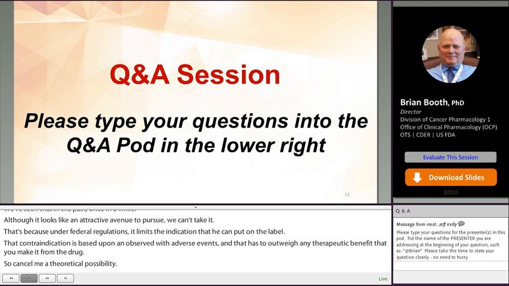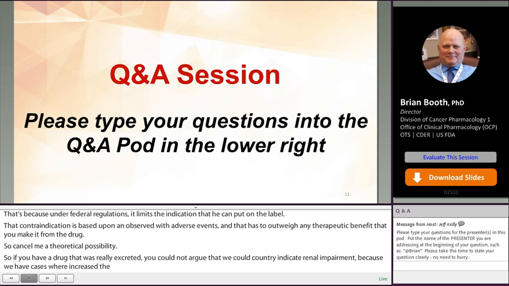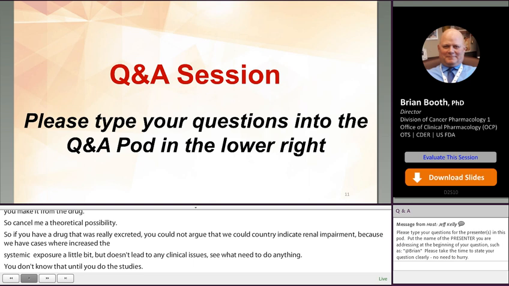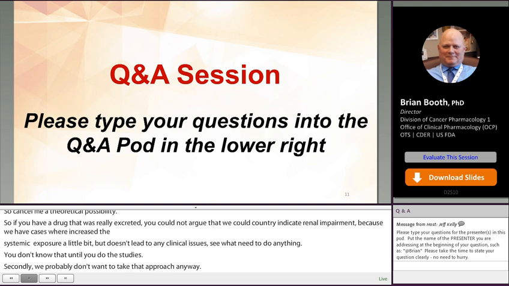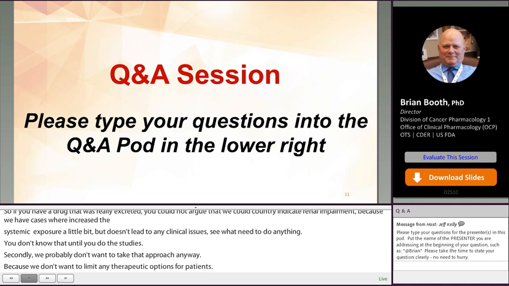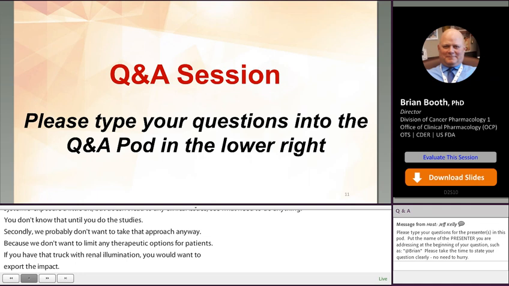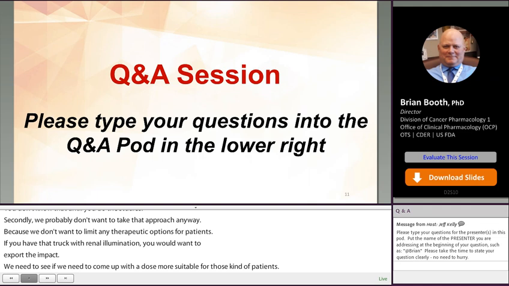Okay. Secondly, we probably really don't want to take that approach anyway, because we don't want to limit any therapeutic options for patients. So if you had that drug with renal elimination, we would want to explore the impact of renal impairment so we could better understand if the exposure does change significantly, whether we need to come up with a dose that's more suitable for those kinds of patients. Yeah, I should have pulled out the contraindication right away and used something like a limited use indication or something, so that we wouldn't have had that word contraindicated in there. But no, I completely agree with those points.